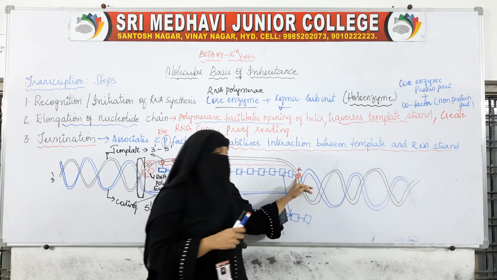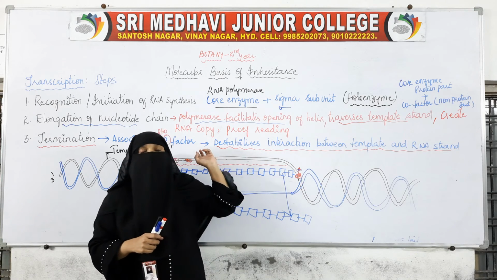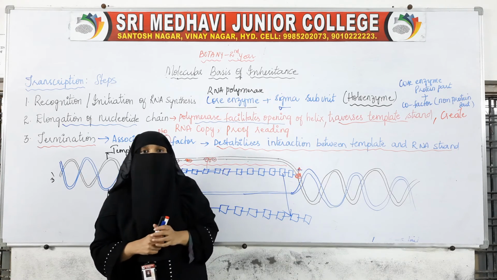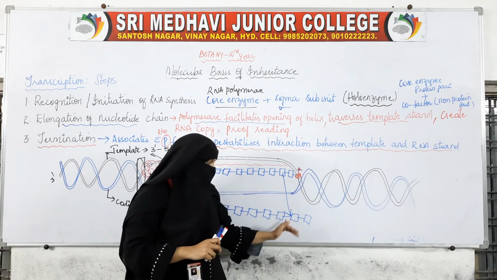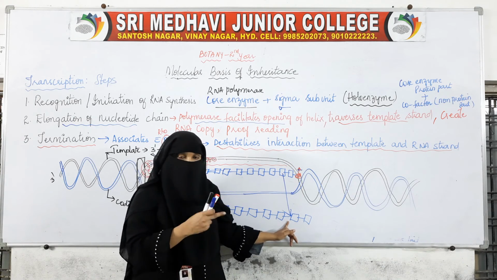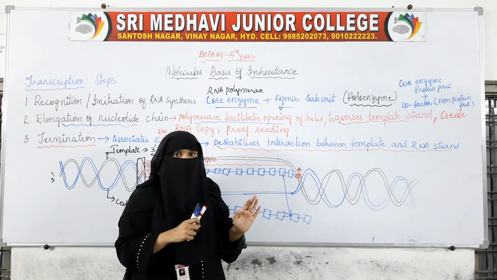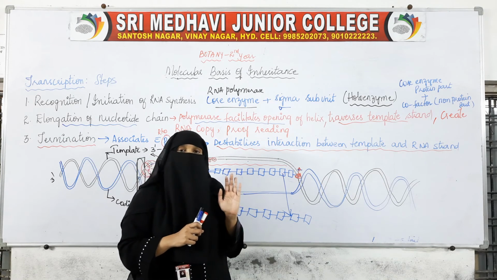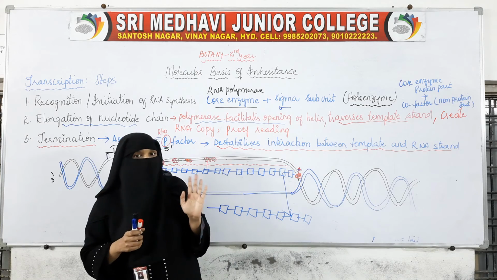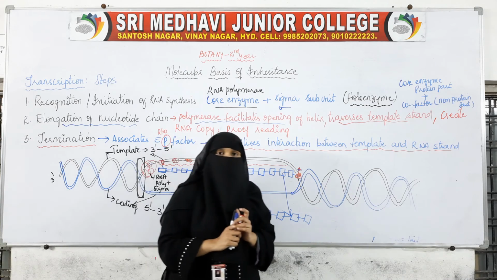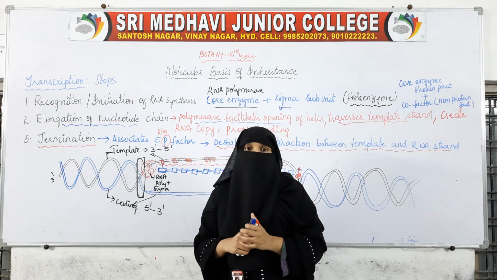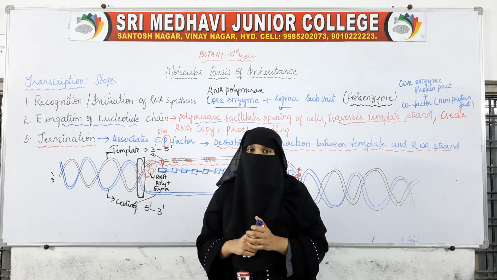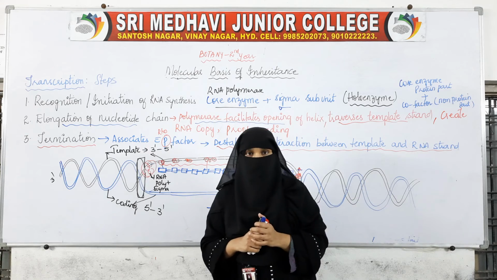After the process is over, the polymerase enzyme dissociates. After the process of transcription is over, when this RNA has come out and is in the nucleus, then RNA polymerase will dissociate, because the work is done. There is no more work for the RNA polymerase enzyme. So once the transcription stops, the RNA polymerase will be dissociated.